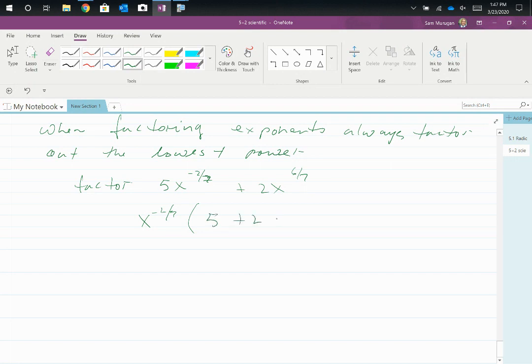And then this would become x to the power 6 over 7 minus negative 2 over 7, which is x to the power negative 2 over 7 times 5 plus 2x, negative and negative become positive 8, so x to the power 8 over 7 in the factored form, 8 over 7. I can show you one more of these examples.